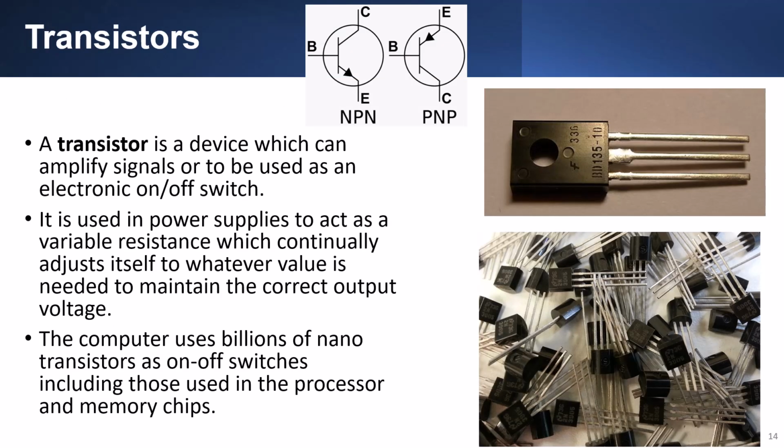A transistor is a device which can amplify signals or be used as an electronic on-off switch. It is used in power supplies to act as a variable resistance which continually adjusts itself to whatever value is needed to maintain the correct output voltage. The computer uses billions of transistors as on-off switches, including those used in the processor and memory chips.